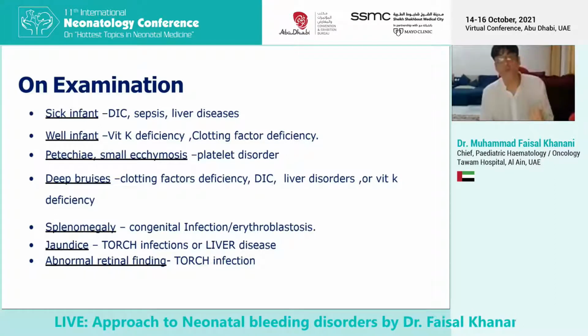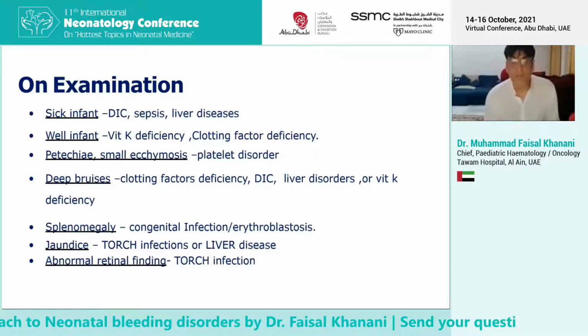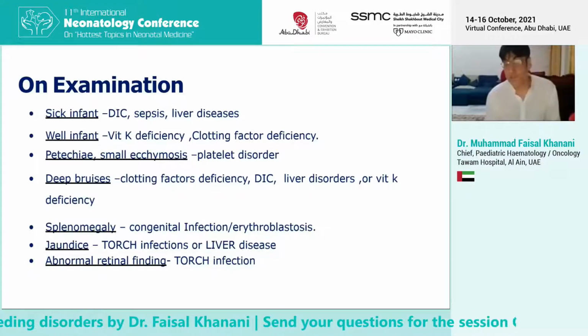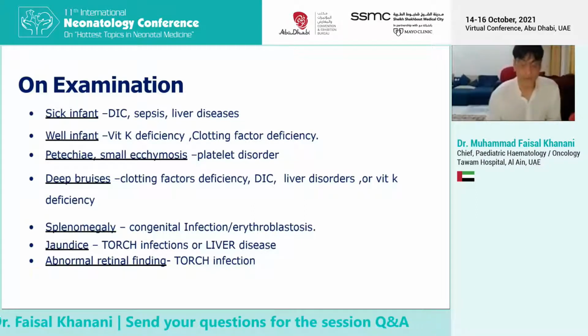Platelet disorder can give you petechiae. Deep bleeding, as I explained before, is common in clotting factor disorder. If you have a huge spleen, you have to rule out congenital infection, jaundice, TORCH infection. Also if you look in the eyes, you may see a retinal finding in TORCH infection.